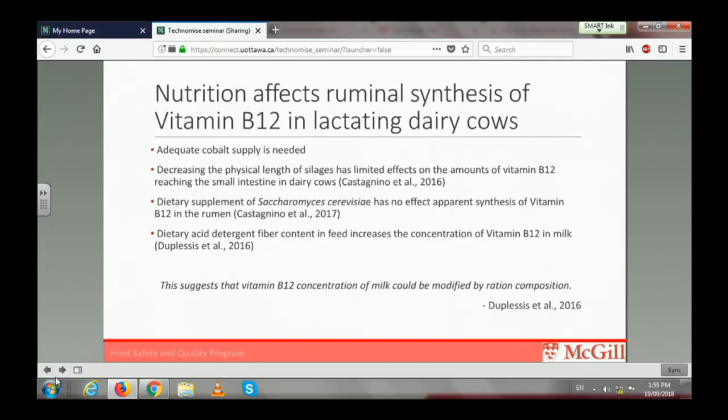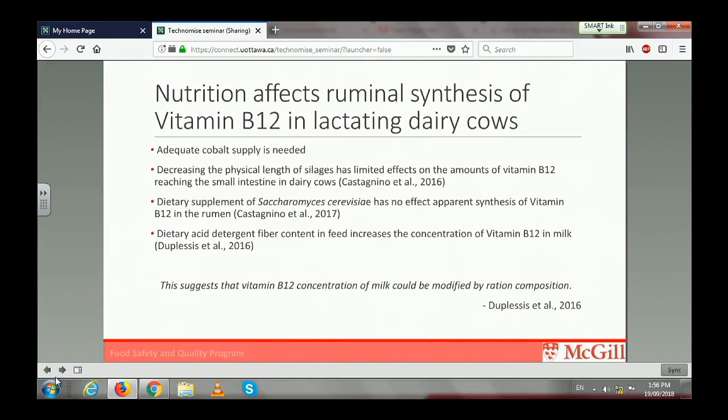We can supplement it with probiotics, but there's not really a big apparent difference in the concentration of vitamin B12, even when you stick Saccharomyces in there. If we add detergent fiber, we can get a modest increase in vitamin B12. And this is interesting to people because at least we have some way of doing it.